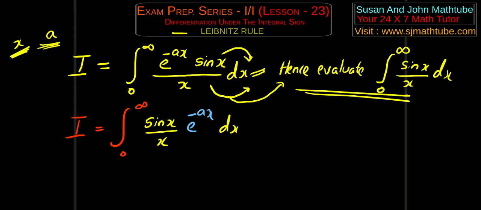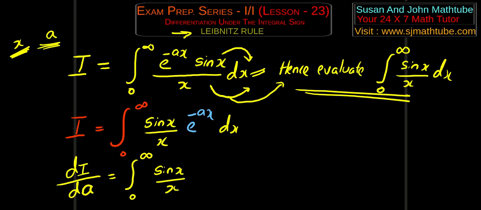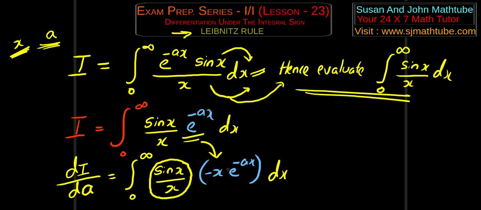But when we apply Leibniz rule, we differentiate partially with respect to the parameter. That is, in this step, when we perform differentiation, the parameter will be the only variable, or in other words, x is a constant, so the whole thing is a constant. So the derivative will be minus x e power minus ax, and then of course our dx. So I hope you're okay with this part.